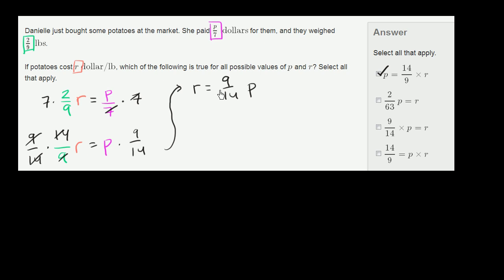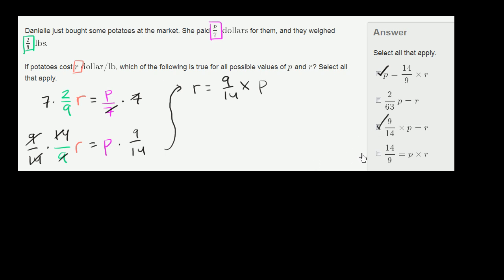Or I could write 9 over 14 times P, since they're explicitly writing the multiplication sign out there. But if I just wrote 9/14 P, that's the same thing as 9 over 14 times P. Let me write a little bit neater so you don't think that the P is in the denominator. Times P. All right. So R is definitely not 2/63 times P. R is 9 over 14 times P. So we'll go with that one right over there.